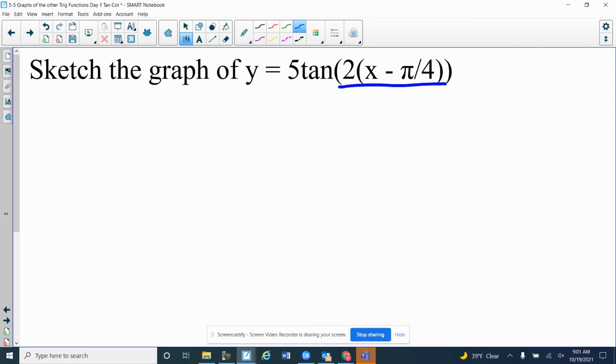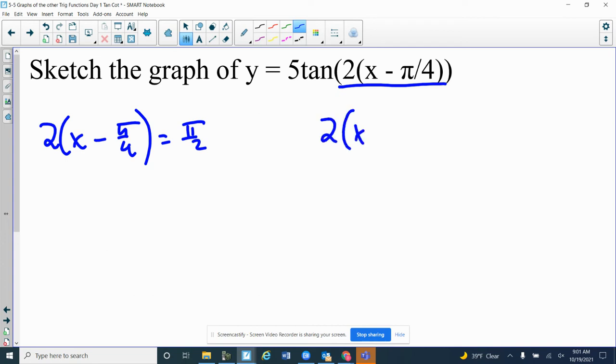So what I'm going to do is find out for what value that quantity would equal pi over 2, and for what value that quantity would equal 3 pi over 2. So what I'm doing is setting it equal to those values. Honestly, here we are not going to care about that 5. All we care about is whether it is positive or negative. Okay? I'll focus on that later. So I'm going to solve these equations for x.